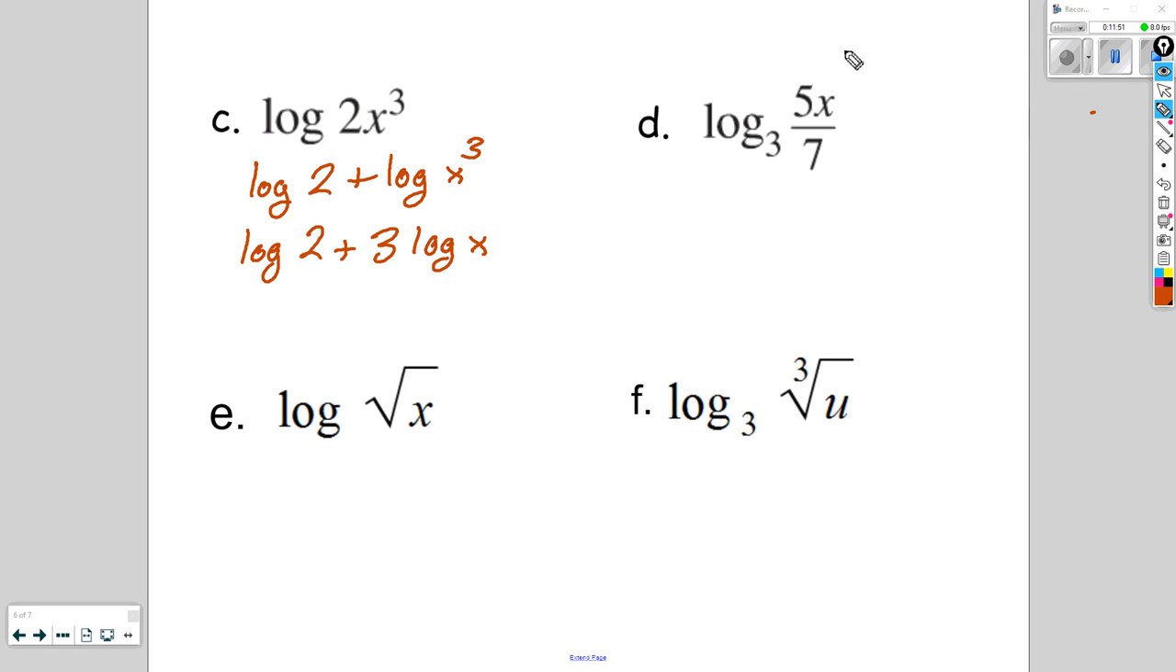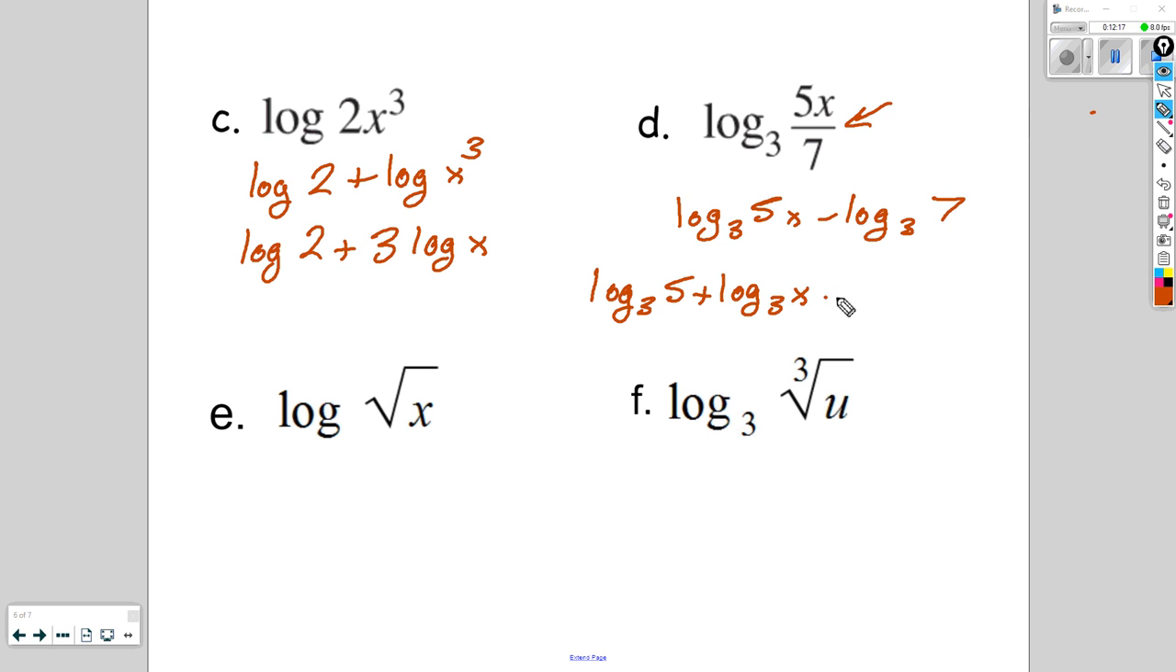In part D, once again, maybe use quotient property first. And we have log base 3 of 5x minus log base 3 of 7, and then separate this using the product rule, or product property. We have log base 3 of 5 plus log base 3 of x minus log base 3 of 7.